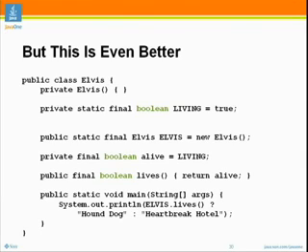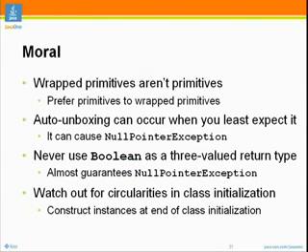And what can we learn from this one? Well, wrapped primitives aren't primitives. So autoboxing blurs but does not erase the distinction between primitives and object references. Boolean.TRUE is not the same thing as true. You should prefer primitives to wrapped values because auto-unboxing can occur when you least expect it. And it can and often does cause null pointer exceptions.